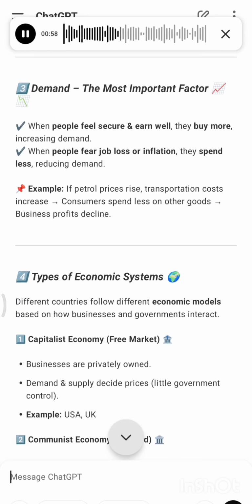3. Demand, the most important factor. When people feel secure and earn well, they buy more, increasing demand. When people fear job loss or inflation, they spend less, reducing demand. Example: if petrol prices rise, transportation costs increase, consumers spend less on other goods, business profits decline.